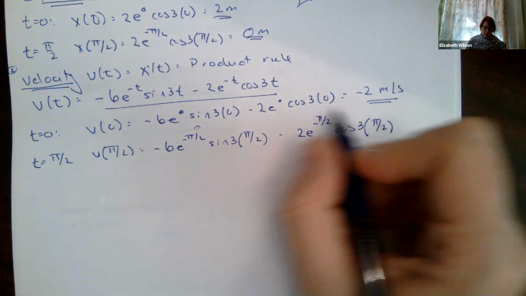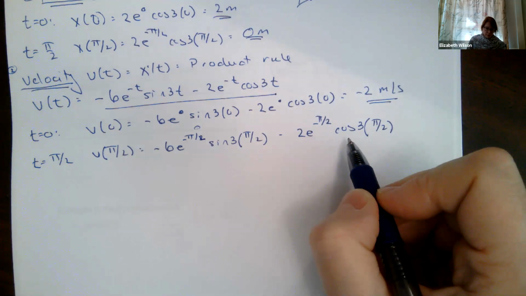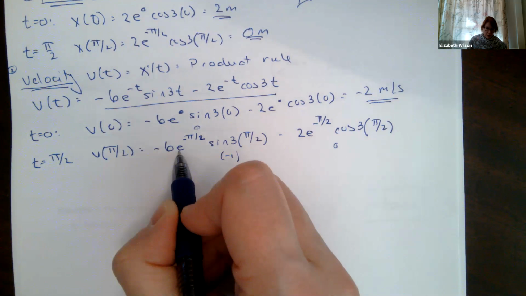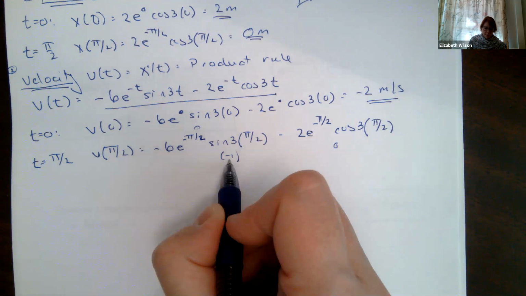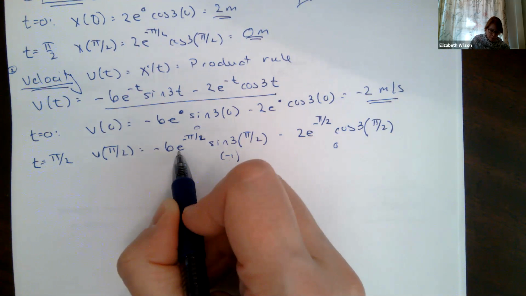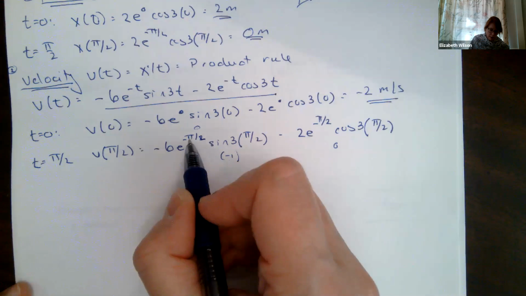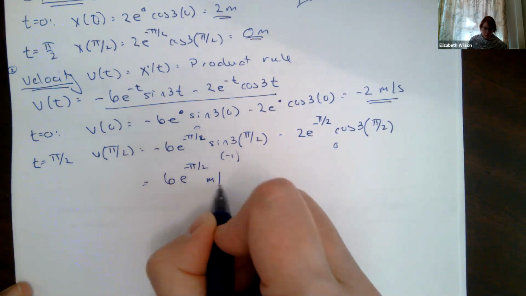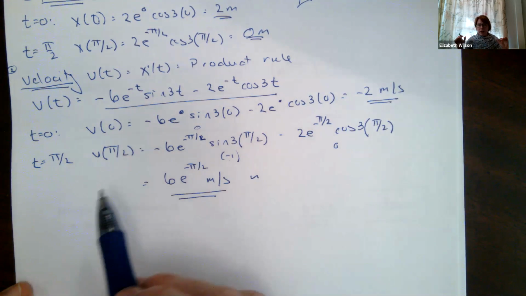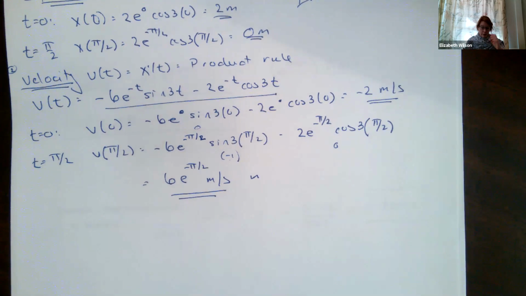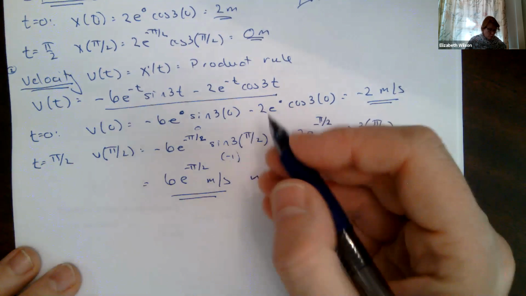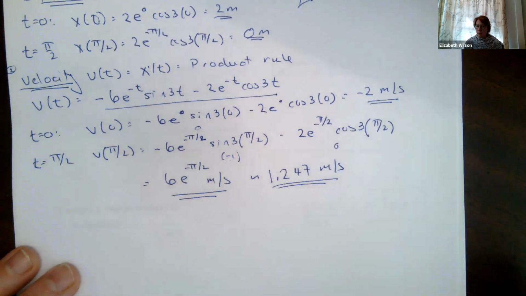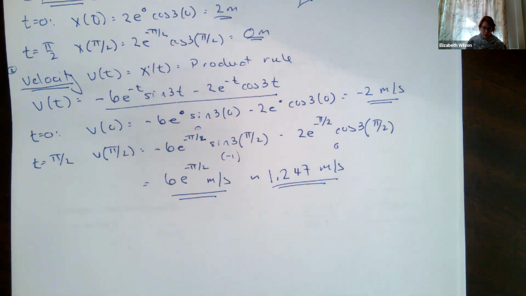Okay, cosine of 3 pi over 2, this goes to 0. Sine of 3 pi over 2, this is a minus 1, right? This is a number now, so I've got minus 6 times minus 1 times e to the minus pi over 2. So this becomes 6e to the minus pi over 2 meters per second, which is just a number, and I can plug it into my calculator. Make sure you use the pi button. When I plugged it in, it was roughly equal to 1.247 meters per second, which is different than what we saw before. Okay, so this is already changing.